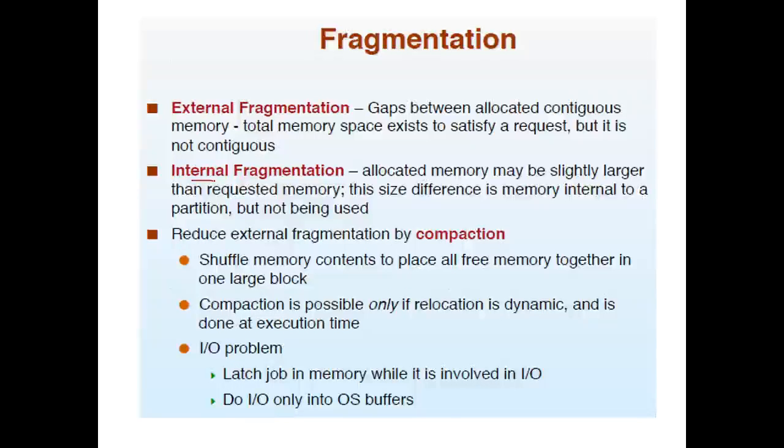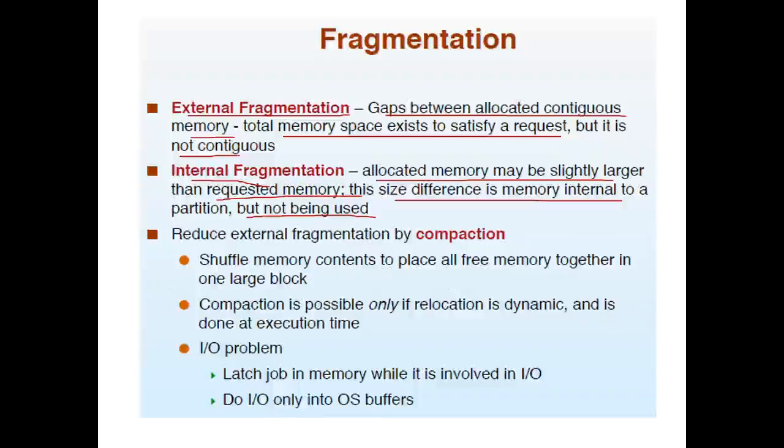As we already discussed internal fragmentation, the allocated memory may be slightly larger than the requested memory. This size difference is memory internal to a partition but not being used. So the remaining memory cannot be allocated to another process. It is just a wastage of memory. Whereas what is external fragmentation? Gaps between allocated contiguous memory. Total memory space exists to satisfy a request, but it is not contiguous.